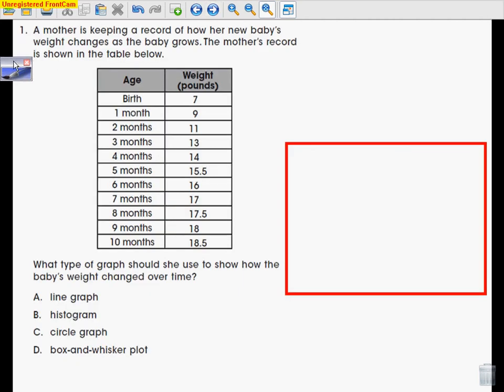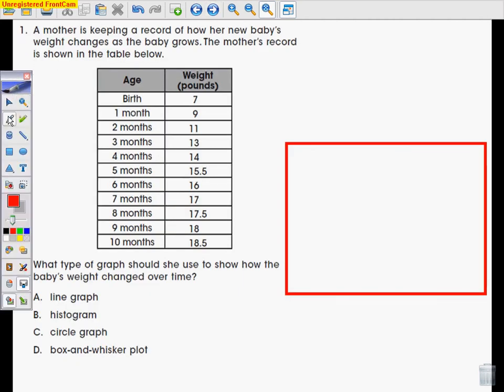Alright, let's look at problem number 1. A mother is keeping a record of how her new baby's weight changes as the baby grows. The mother's record is shown in the table. What type of graph should she use to show how the baby's weight changed over time?